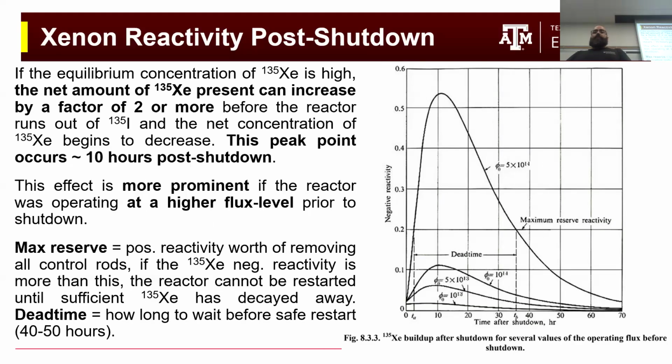So this is a phenomenon because xenon is flux dependent. The amount of xenon in your reactor can increase by a factor of two or more before you actually run out of the iodine that produces the xenon. And this is more prominent at higher fluxes because higher fluxes mean you get more production of your xenon. This dead time is basically telling you about how long you would need to wait before it would be safe to restart your reactor to avoid these concerns about the xenon.